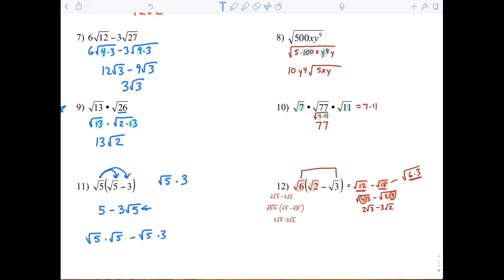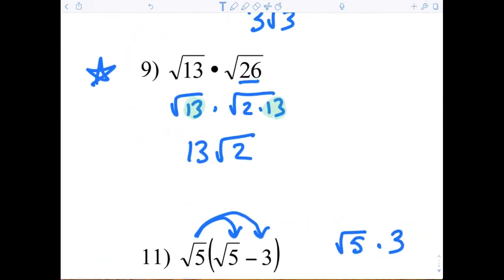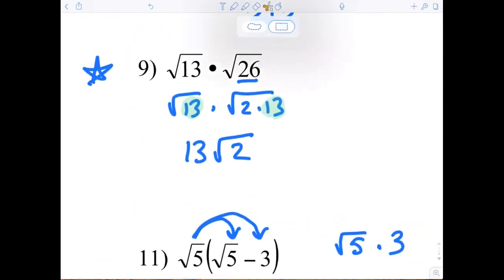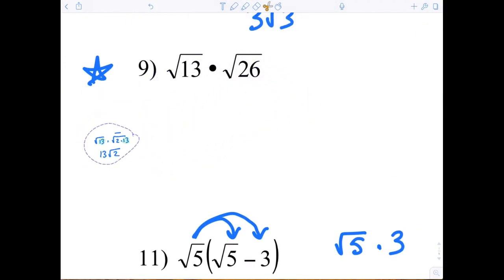All right, so let's take a look at number 9. Here's my recommendation on number 9, okay? When you're dealing with square roots, to me, I always try to look for what's common. What's common? 13. So you pull out a 13. What's left behind? 2. A 2. Does everybody see how easy that was?